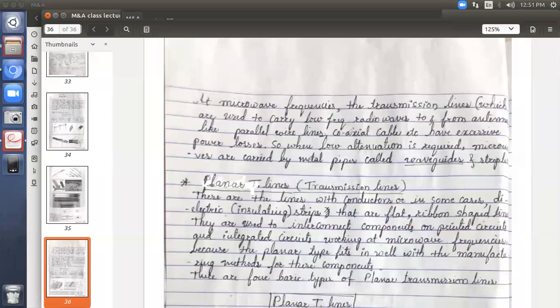Now you cannot take such a big cable and fit it in a small chip. You cannot use the coaxial cable, you cannot use the open wires, and connect 1000 transistors inside a chip. So that is the advantage. You can connect these strip lines. They are used to interconnect the components on printed circuit boards and the integrated circuits, working at microwave frequencies, because the planar nature of these lines fits well with the manufacturing methods of these components.